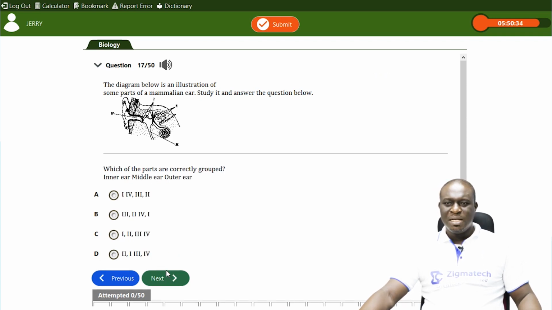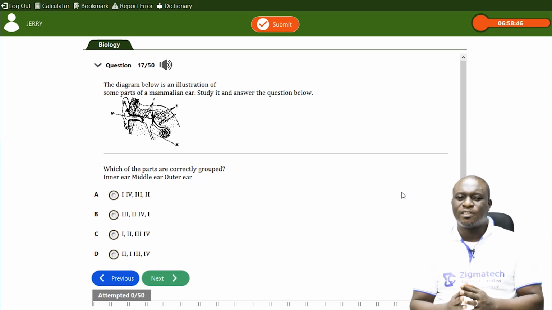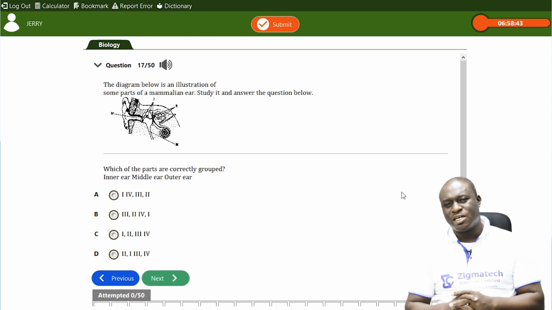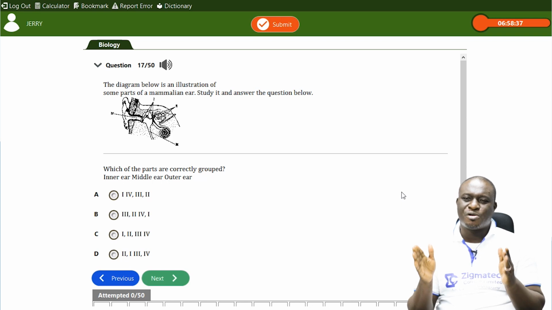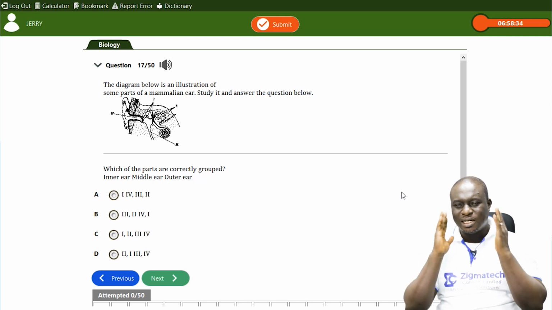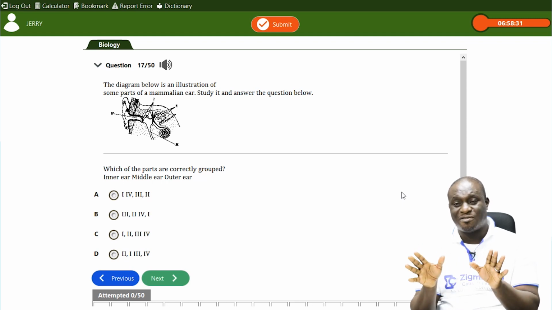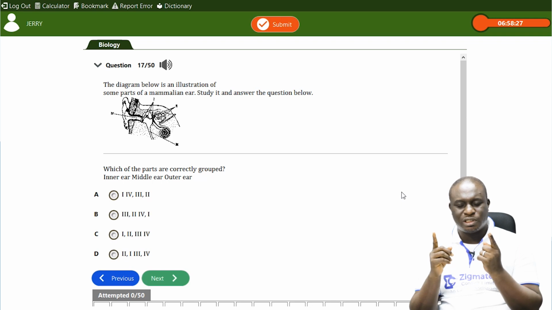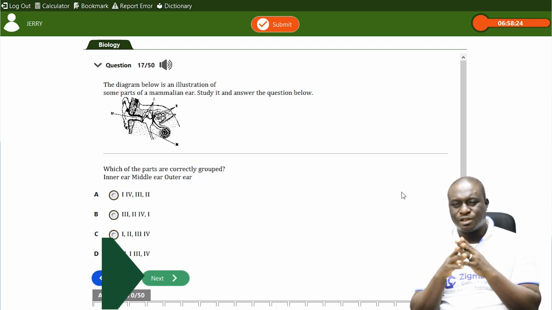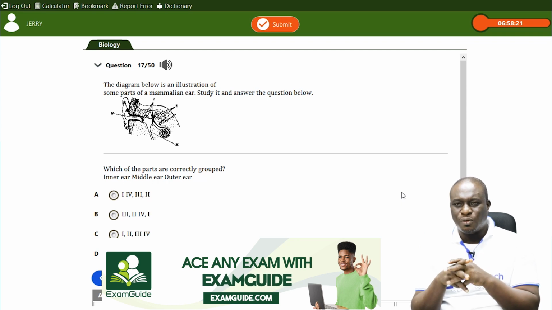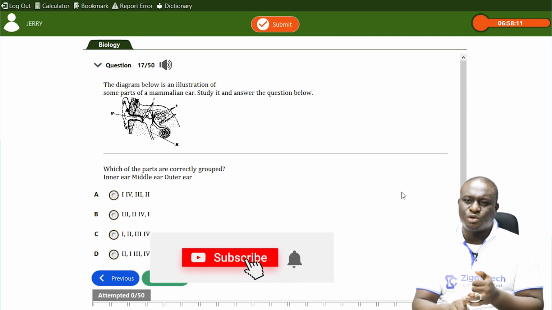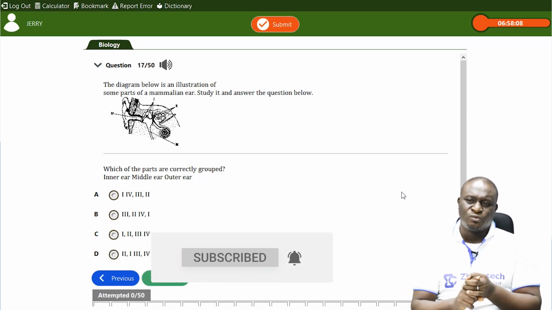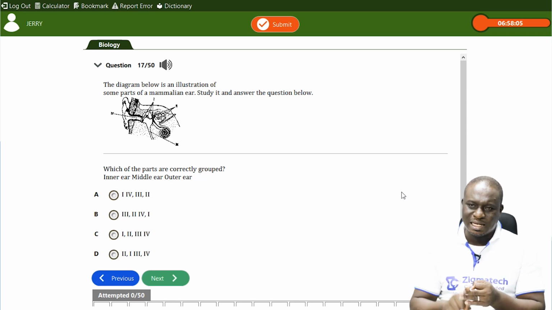Next question. Now, let's look at this particular question concerning the ear. The ear, as we can see in the structure we have here, is actually divided into 3 major parts. Of course, you know that the ear is one of the sense organs. We have 5 sense organs: the eyes, the nose, the ear, the skin, and then the tongue. So looking at the ear, it is divided into 3 major parts: the outer ear, the middle ear, and the inner ear.